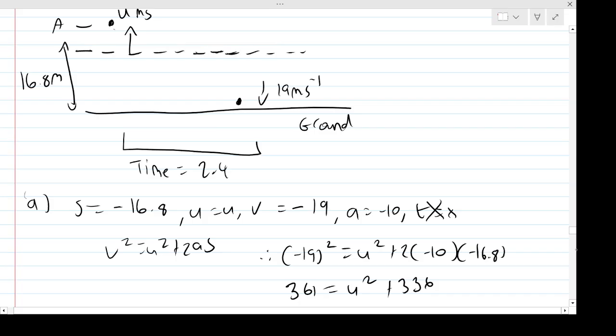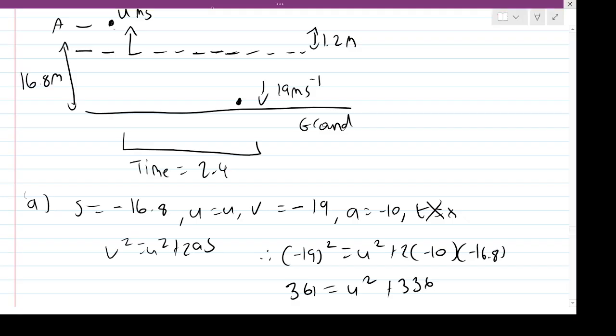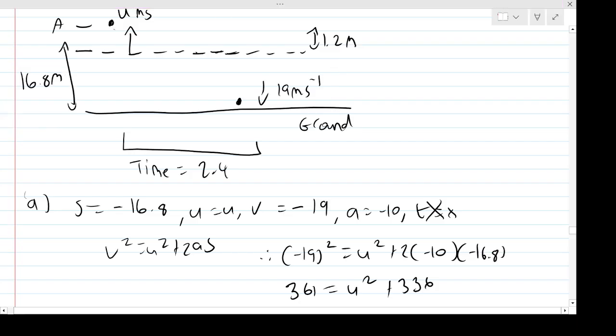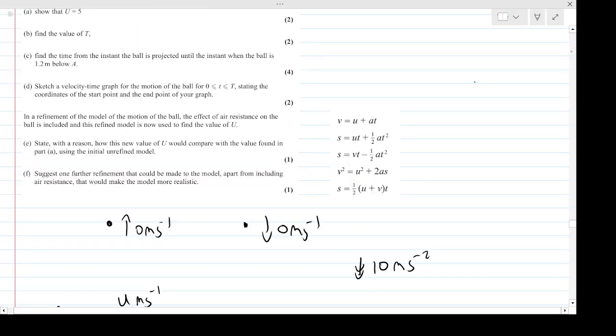Something like that, right? If this is going to be 1.2 meters below A, then I guess I'll just leave it there. You could work out this distance as well. If you know the total distance underneath A has to be 16.8, then you can just take that away from 1.2 to get that distance. I don't think we need to do that.